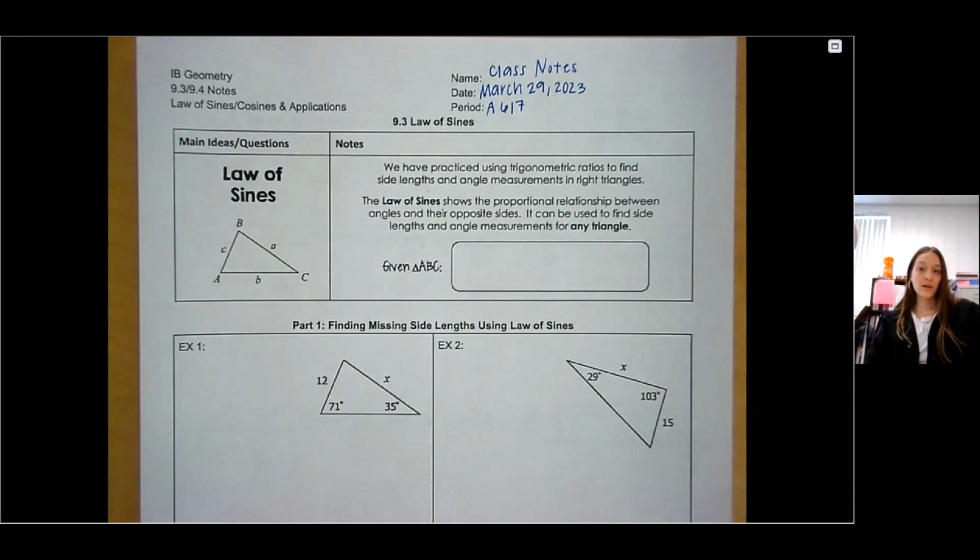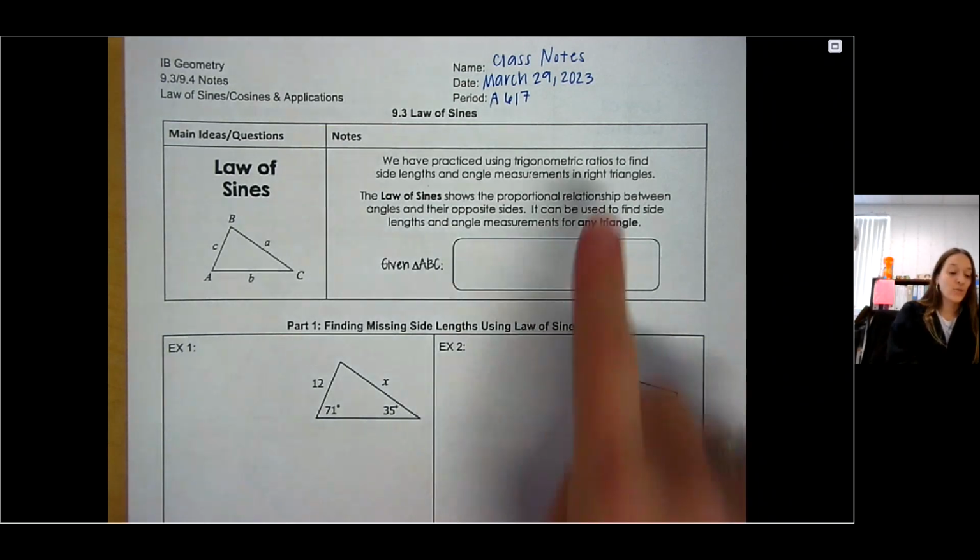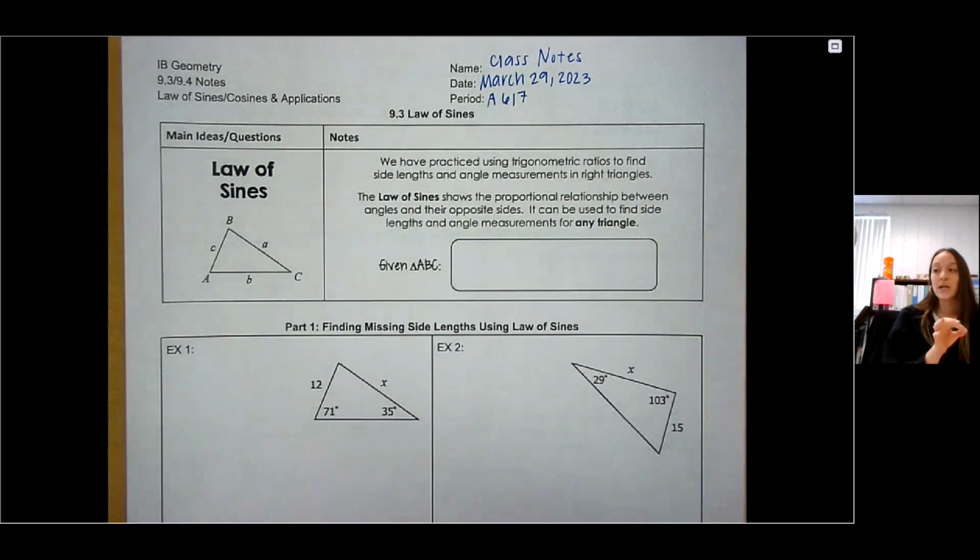Today we are going to talk about our next section within trigonometry, which is called the law of sines and the law of cosines. Prior to this, we have practiced using trig ratios to find side lengths and angle measures in right triangles. So we've only done right triangles up until this point. We've done sine, cosine, tangent, and we've talked about the inverse when we're looking for angles, and about using those regular trig ratios when we're finding our side lengths.